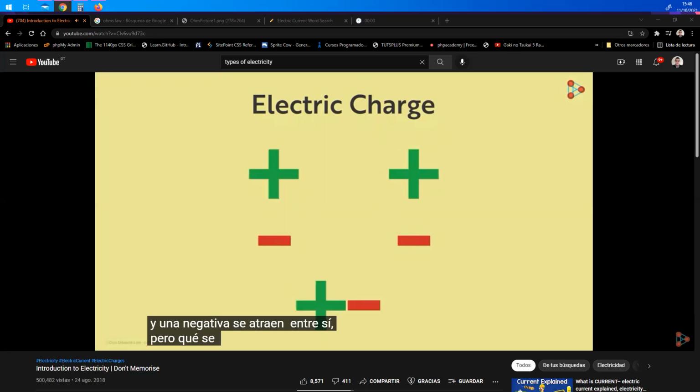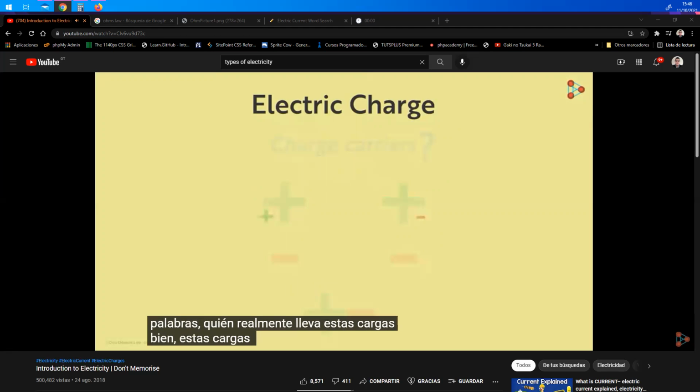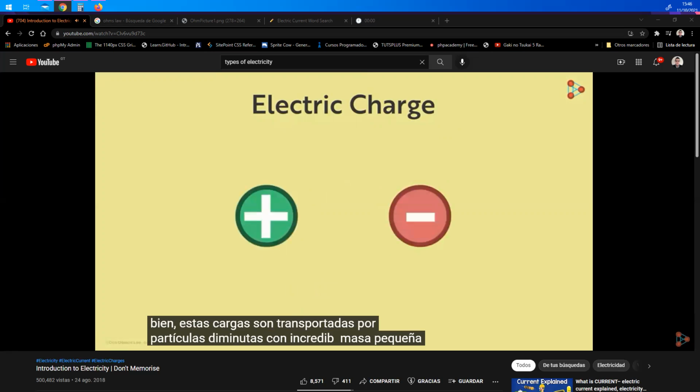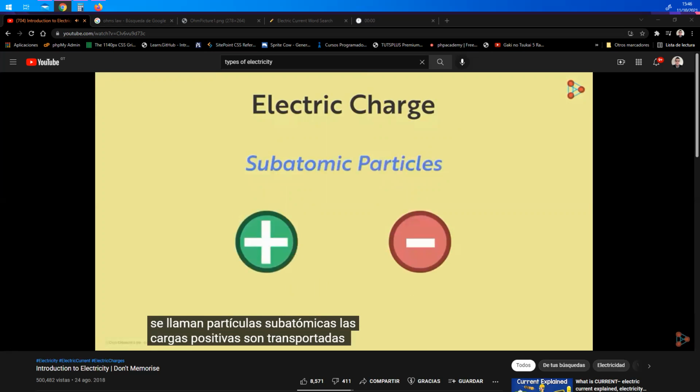But what exactly is charged? Or in other words, who actually carries these charges? Well, these charges are carried by tiny particles with incredibly small mass. They're called subatomic particles. The positive charges are carried by particles called protons, while negative ones are carried by particles called electrons.